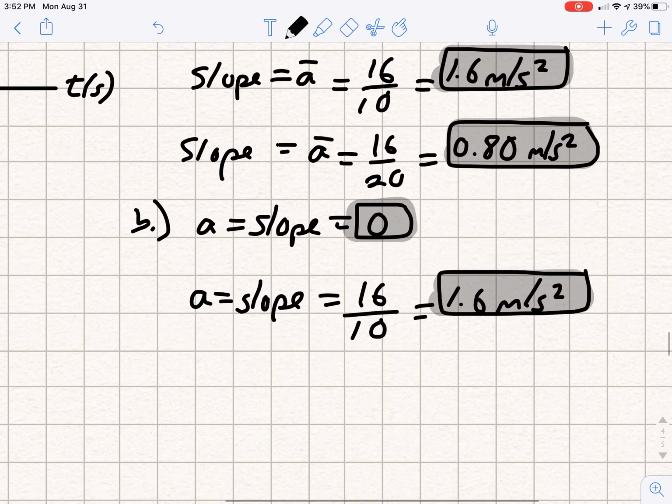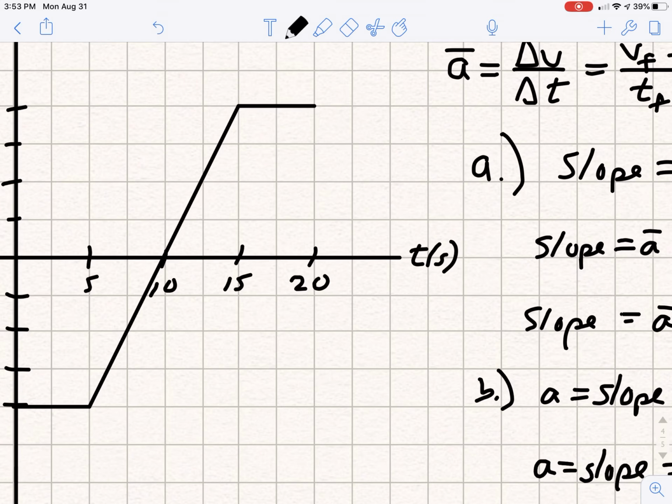And lastly, the instantaneous acceleration at 18 seconds, which also equals the slope, again equals 0. Because if you look on the graph, at 18 seconds, which would correspond to about right here, that's a flat line. Flat line having 0 slope.